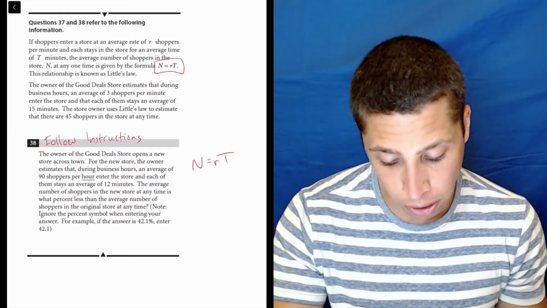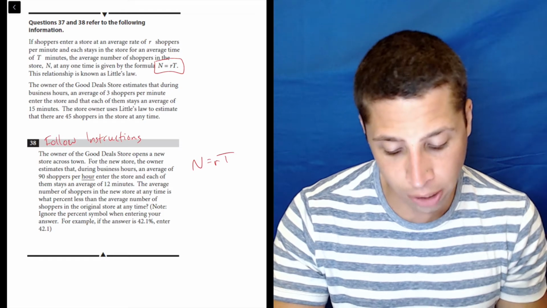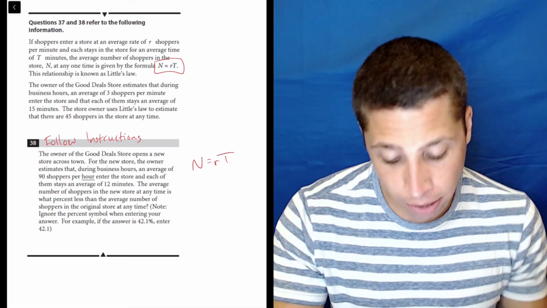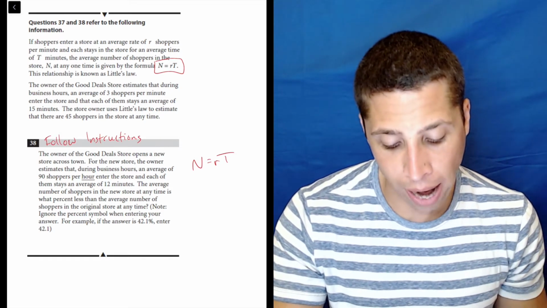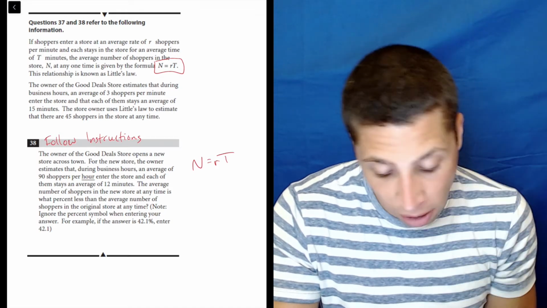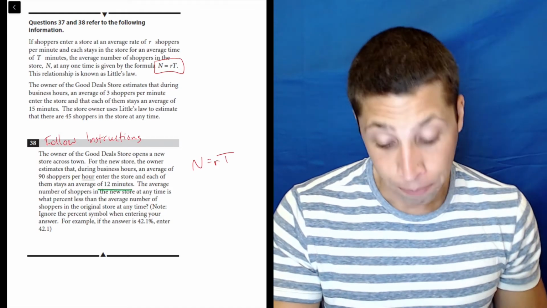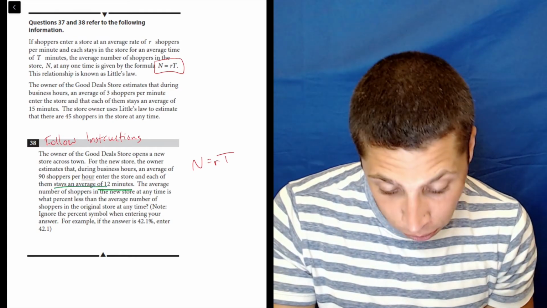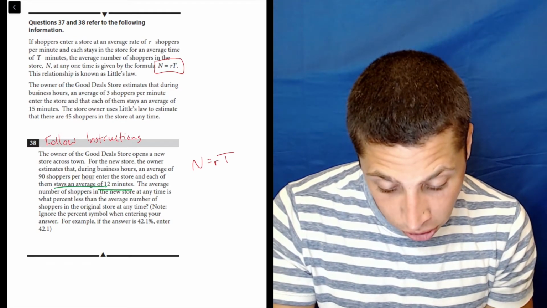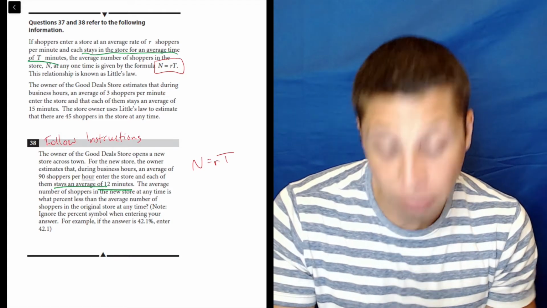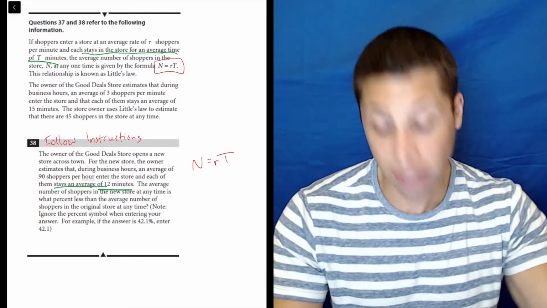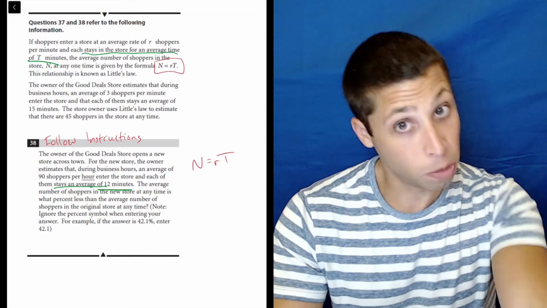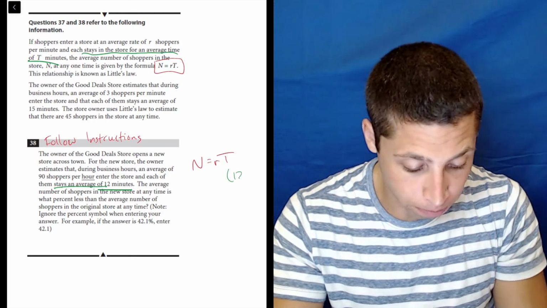For the new store, the owner estimates that during business hours, an average of 90 shoppers per hour enter the store, and each of them stays for an average of 12 minutes. So the 12 minutes is pretty straightforward. Each stays in the store for an average time of T minutes. That's just their way of saying that this 12 corresponds to the letter T. So let's just pop that in.